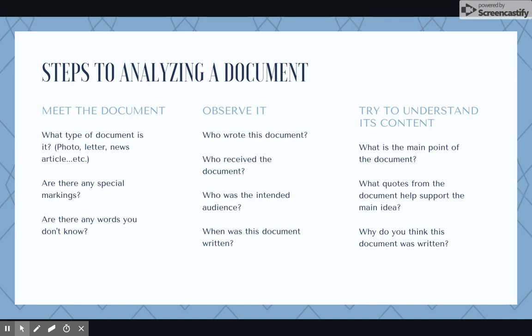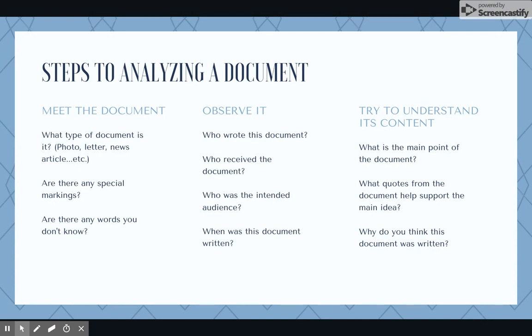And then when is this document written? What time period is it from? By understanding those things, and especially by placing it in the correct time period, you're going to be able to understand the perspective of people that are living at that time.